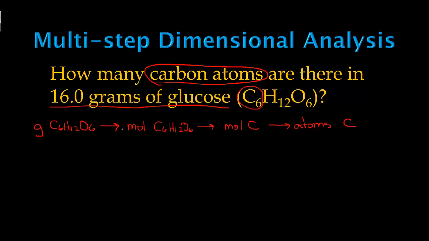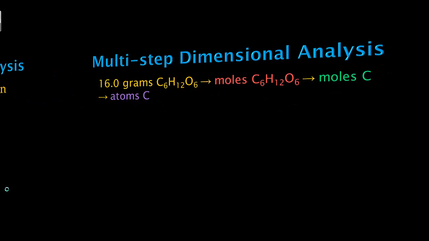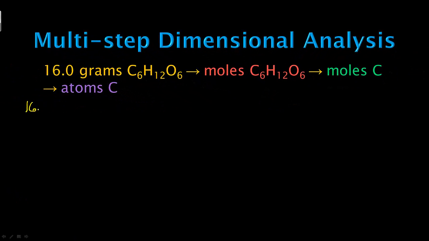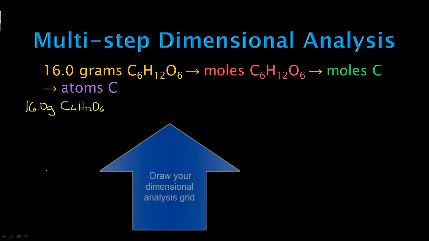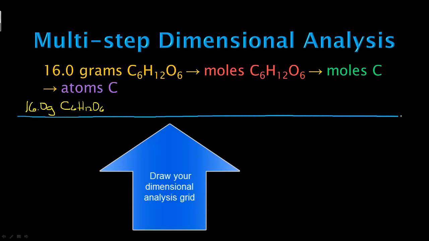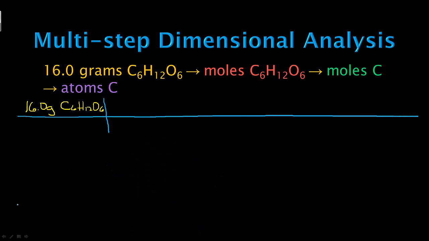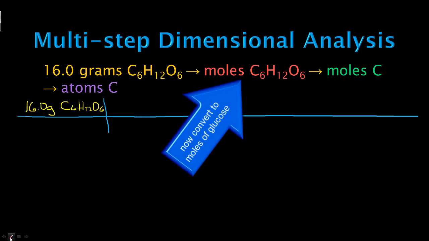We start with the grams. We're going to convert grams of glucose to moles of glucose, then we're going to convert that to moles of carbon, and then atoms of carbon. We're starting with 16 grams of glucose. So I'm going to write that down, C6H12O6. I'm going to draw my grid here. And we are going to go to moles of glucose.